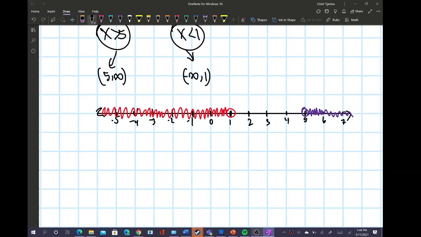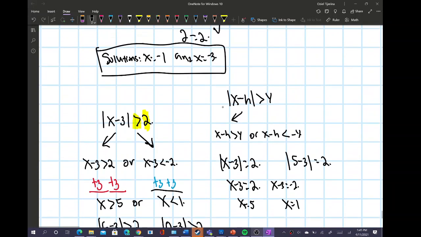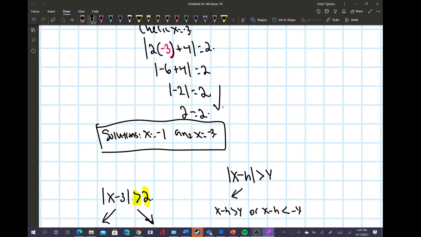And if they really want you to write it in interval notation, the way you would say it would be negative infinity to 1 union 5 to infinity. Okay. So that's how you would do it.